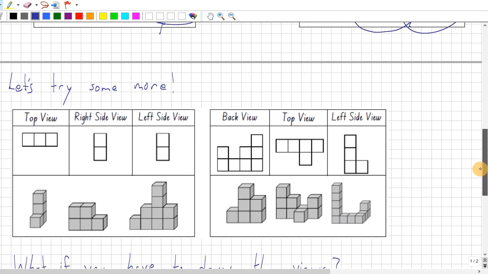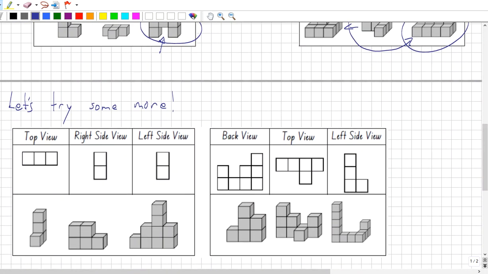Okay, let's try just a couple more just to really drive this point home. So the top view, we have three. Well, it's definitely not that one. That one's out.